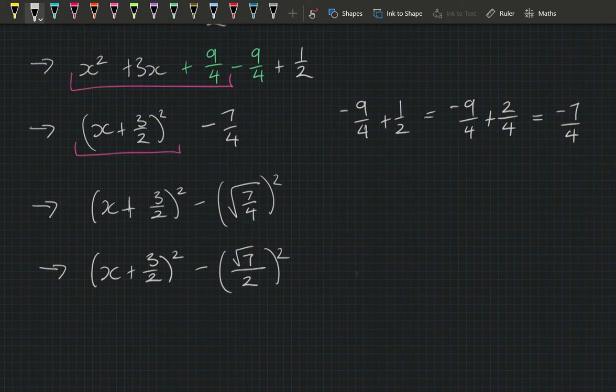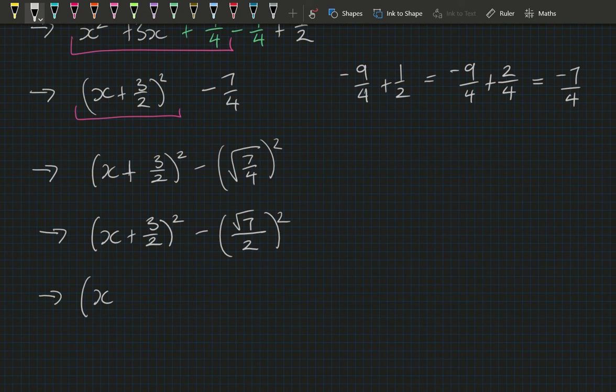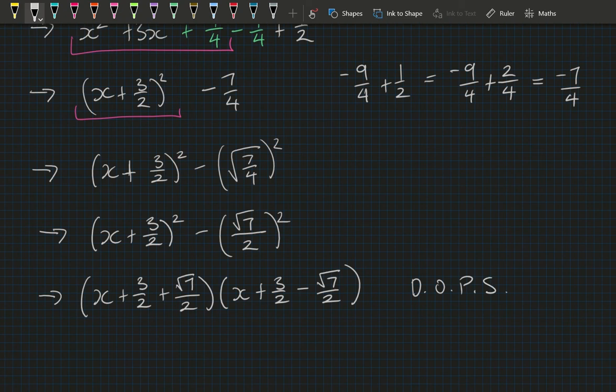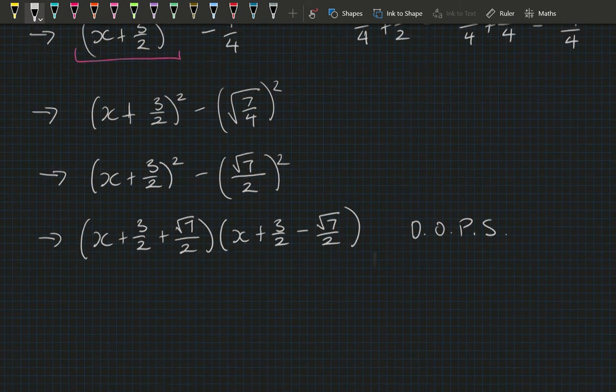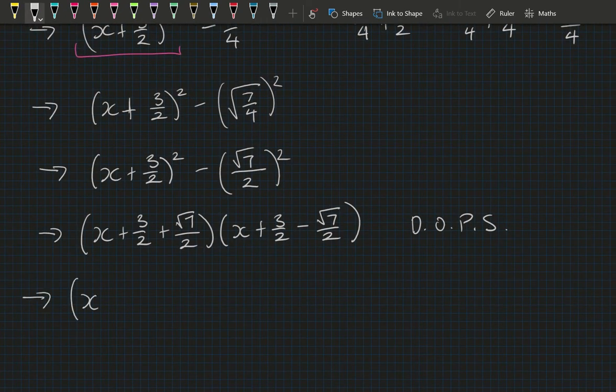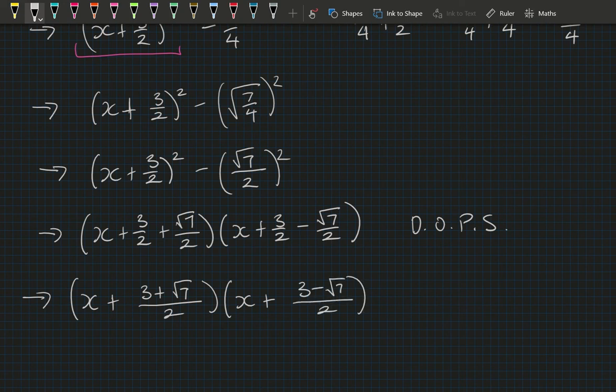So therefore, we can factor that as x plus 3 on 2 plus the square root of 7 on 2 times x plus 3 on 2 minus the square root of 7 on 2, just using the difference of perfect squares. And we've got two things here on 2, so let's rewrite that as x plus 3 plus the square root of 7 divided by 2 times x plus 3 minus the square root of 7 on 2. I think that's much neater. Alright, and that's as far as we can go with that.